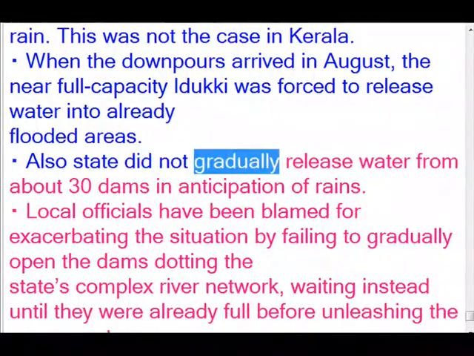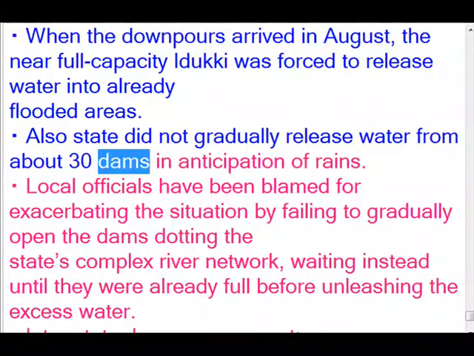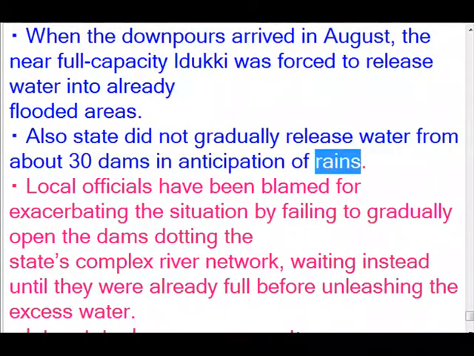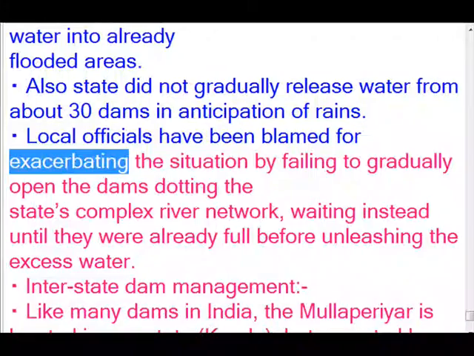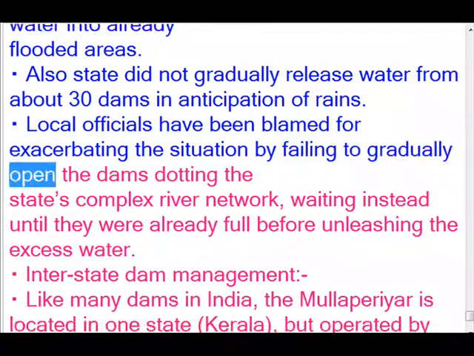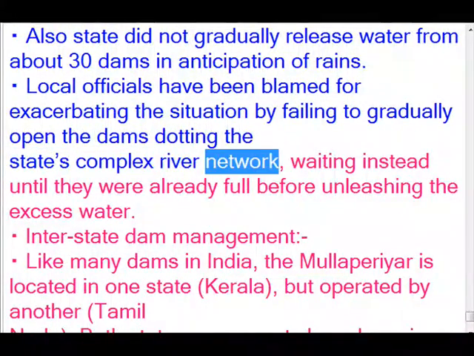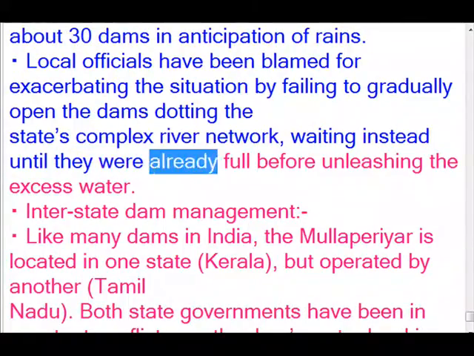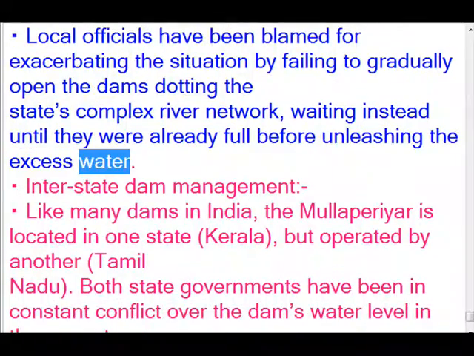Also, the state did not gradually release water from about 30 dams in anticipation of rains. Local officials have been blamed for exacerbating the situation by failing to gradually open the dams dotting the state's complex river network, waiting instead until they were already full before unleashing the excess water.